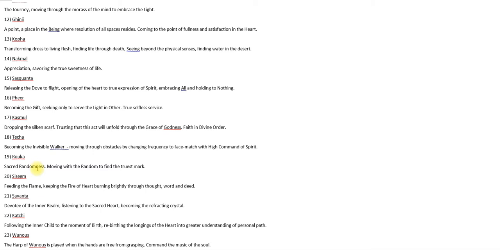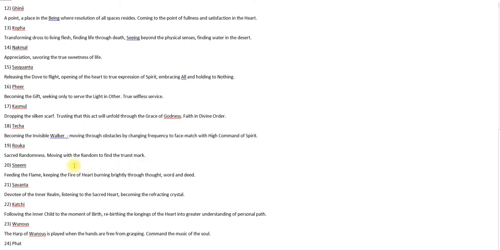When we used to row or pick up sticks, or you throw or cast the runes, you are moving into the field of randomness to reveal the truest mark. But of course it affects other aspects of your life than just using oracle tools. Ceasing, feeding the flame, keeping the fire of heart burning brightly through thought, word, and deed. Savanta, devotee of the inner realm, listening to the sacred heart, becoming the refracting crystal.